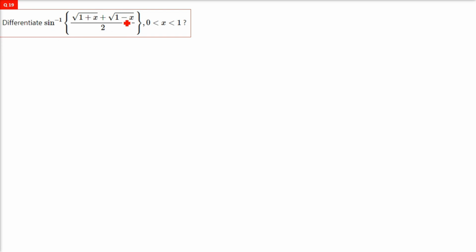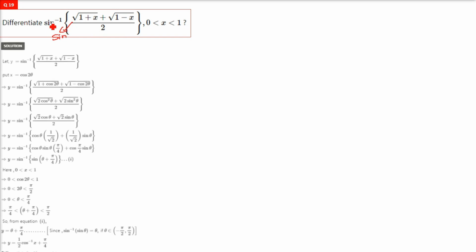Differentiate sine inverse of under root 1 plus x plus under root 1 minus x, by 2. So we need a sine inside this. Please remember 1 plus cos 2 theta is always 2 cos square theta, and 1 minus cos 2 theta is always 2 sine square theta. This we are going to use in this and the next few questions also.